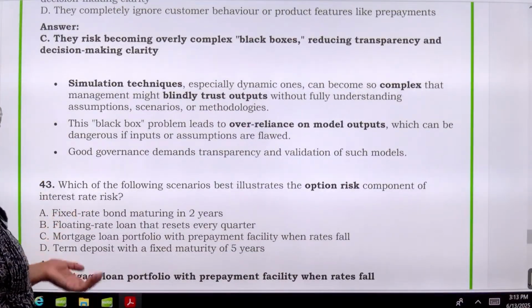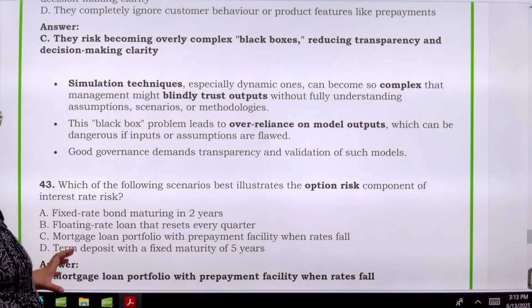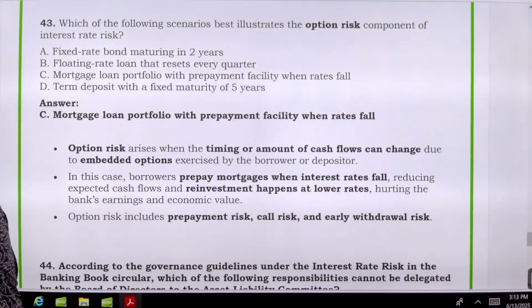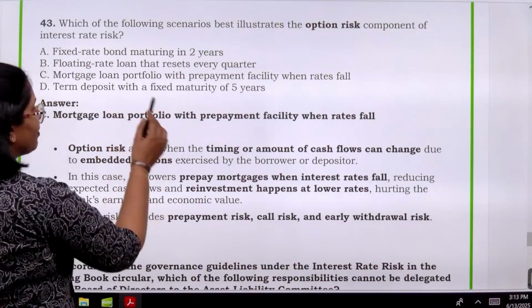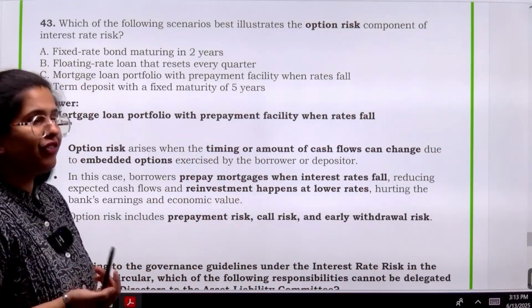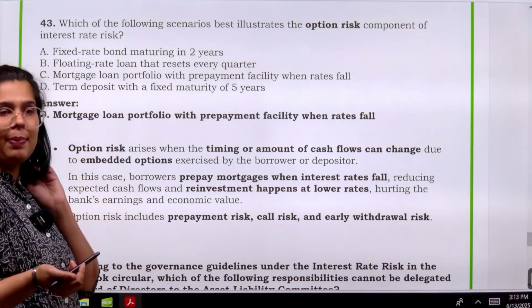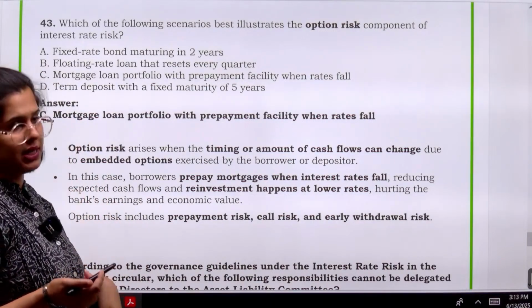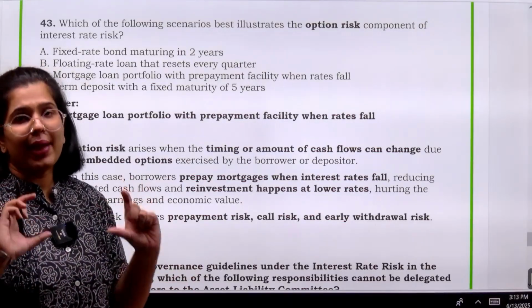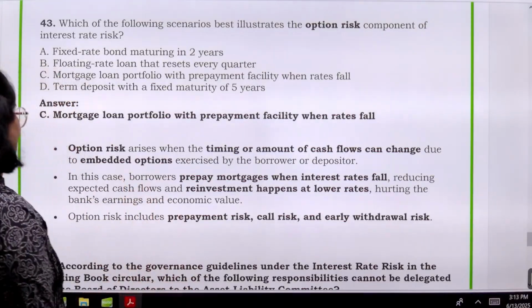Now which of the following scenarios best illustrates the option risk component of interest rate risk? See, over here this is called an embedded option. Suppose you have given a loan and there is a prepayment facility also, that if you want you can do a prepayment by paying a penalty of 2%. Now if somebody pays that, then obviously this is an embedded option risk for the bank.